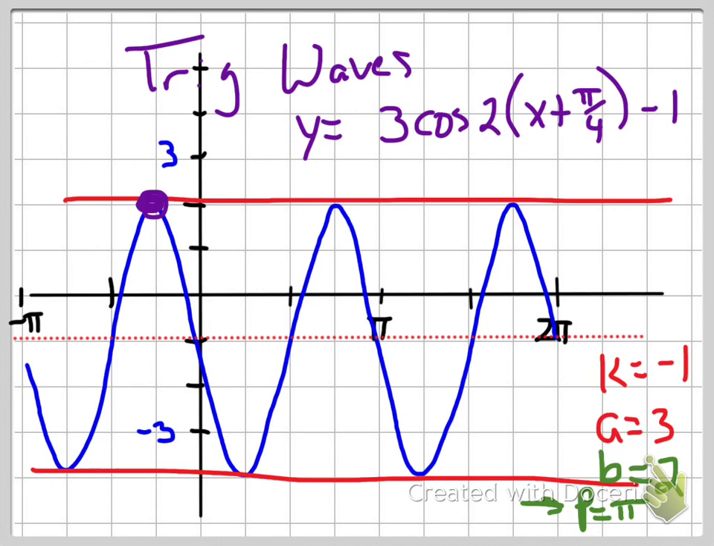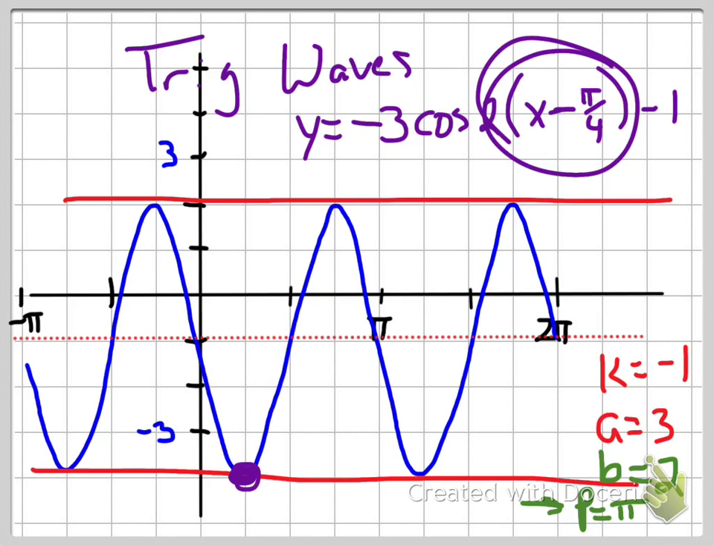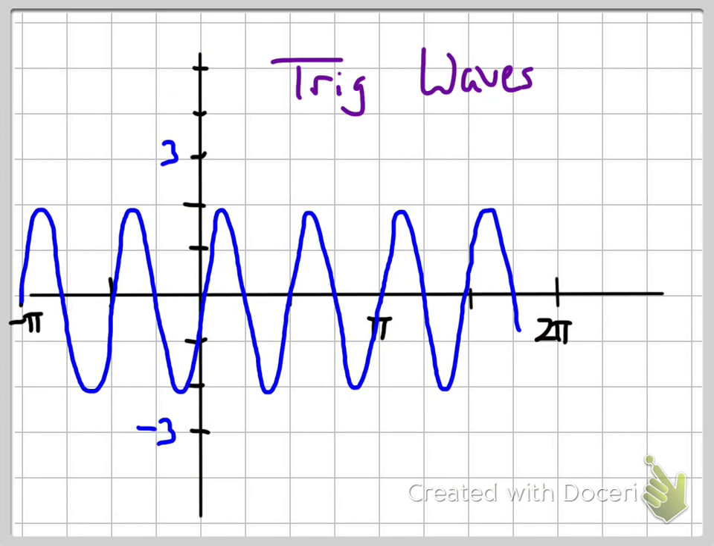If I want to switch that to a different locator point, say down here, it is now a negative cosine, so -3 cosine. And I am now at a positive pi/4, so my value in the parentheses is x minus pi/4. All of those will work. So there are a variety of things you can do. We're going to practice this one again. Go ahead and give it a shot. Pause the video.